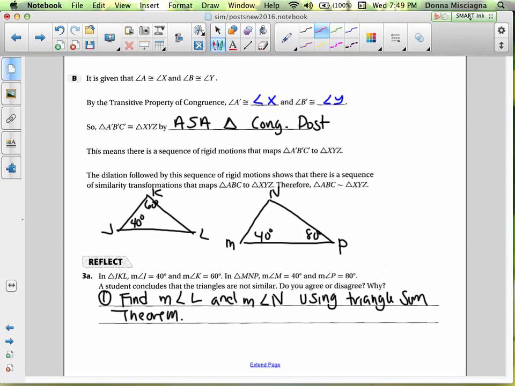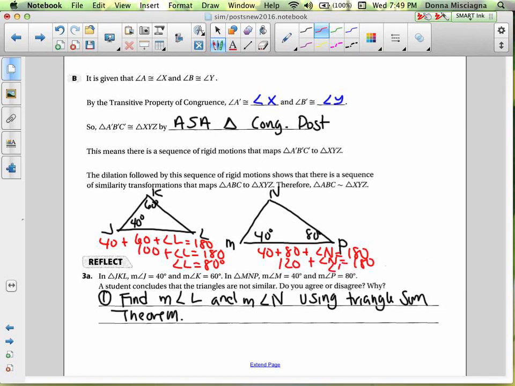Right, so we have 40 plus 60 plus angle L is 180 degrees. That's 100. And if we subtract 100 from both sides, angle L is 80 degrees. And over here, we have 40 plus 80 plus angle N is 180 degrees. All right, so that's 120 plus angle N is 180 degrees, which means angle N, if I can squeeze it in here, is 60 degrees.